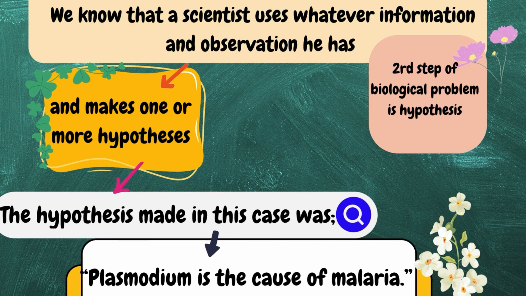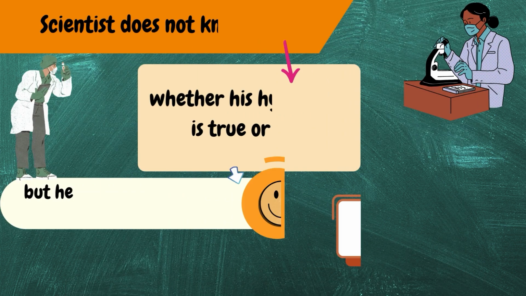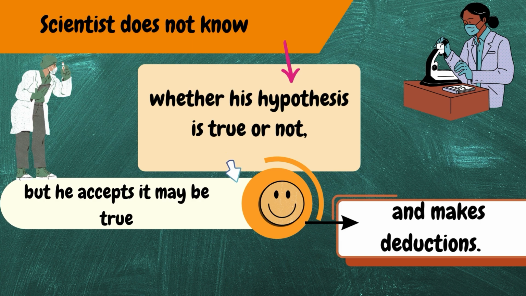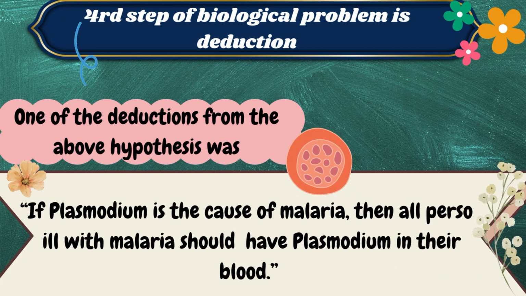We know that a scientist uses whatever information and observation he has and makes one or more hypotheses. Making a hypothesis is the third step of biological method. The hypothesis made in this case was that Plasmodium is the cause of malaria. A scientist does not know whether his hypothesis is true or not, but he accepts it may be true and makes deductions. Making deduction is the fourth step of biological method to solve a biological problem.